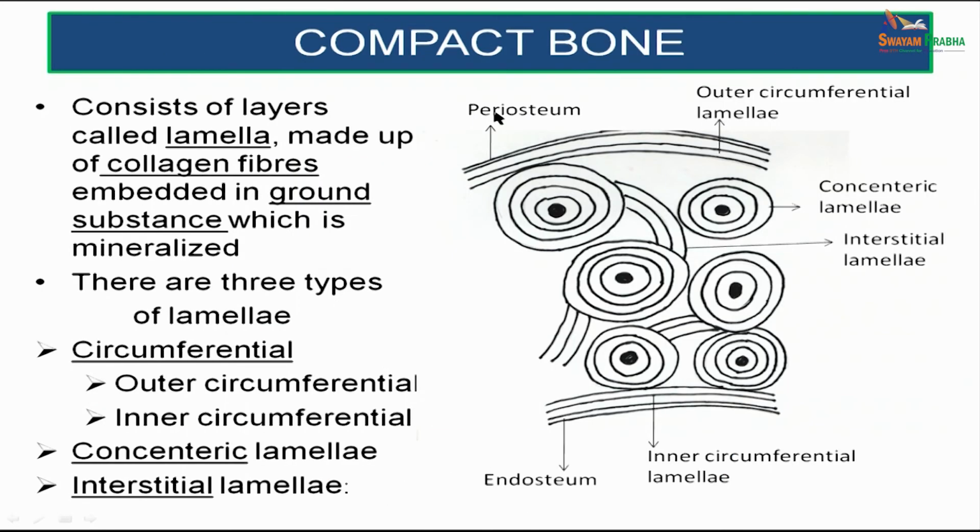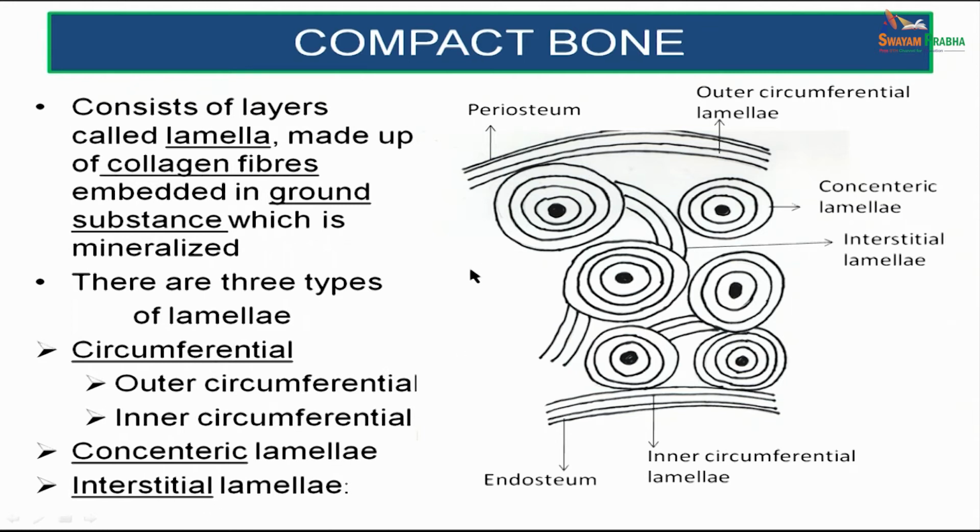Now, we come to the next type of bone, compact bone. Compact bone consists of layers called lamellae, which are made up of collagen fibers embedded in ground substance which is mineralized. There are three types of lamellae: circumferential, concentric and interstitial.